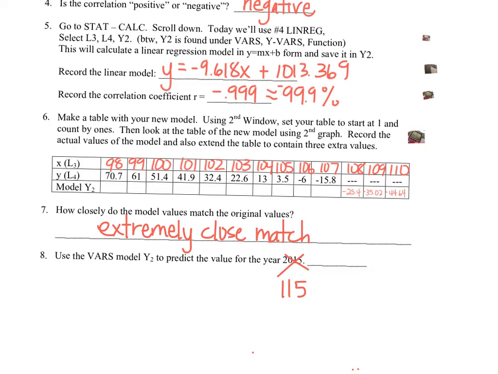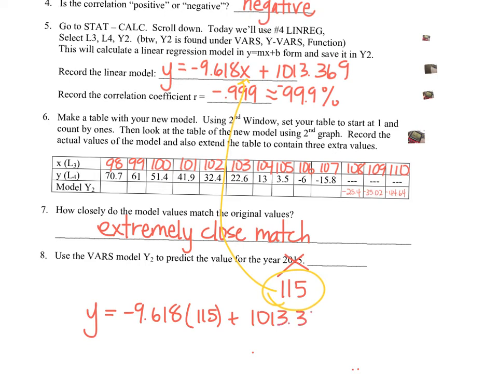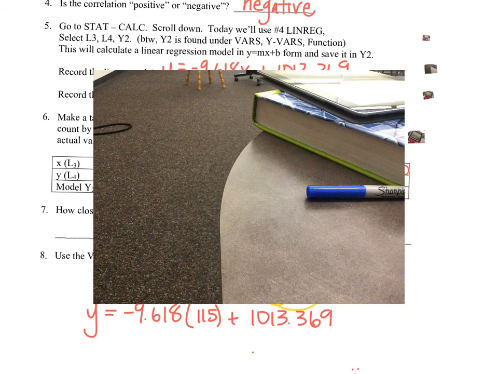So one way to do it is to take the number 115 and plug it directly into the equation yourself. So y equals negative 9.618 times the number 115 plus 1013.369. And you can do the math yourself. However, that will be less accurate than having the calculator do it. So let's ask the calculator to do it for us.